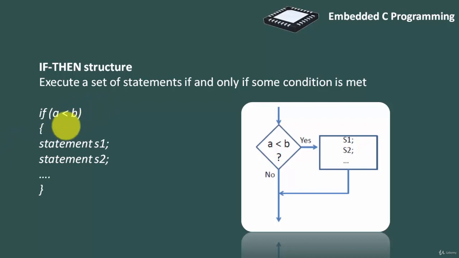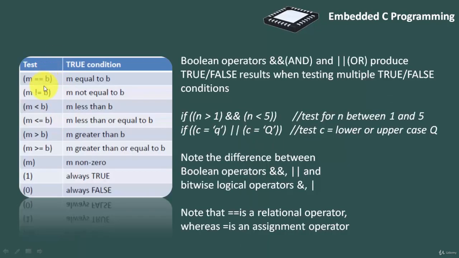In place of this less than operator, we can use other operators like equal to, not equal to, less than equal to, greater than equal to, any non-zero value, 1 or 0. Any non-zero value will be considered as true, 1 is also considered as true, and 0 is considered as false. To combine one or more conditions, we can use Boolean operators. Double ampersand is the AND Boolean operator. Double vertical lines is the OR Boolean operator.